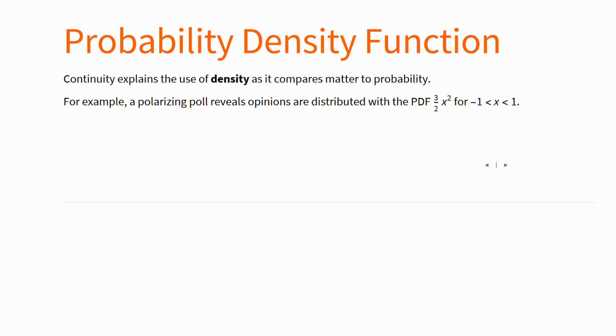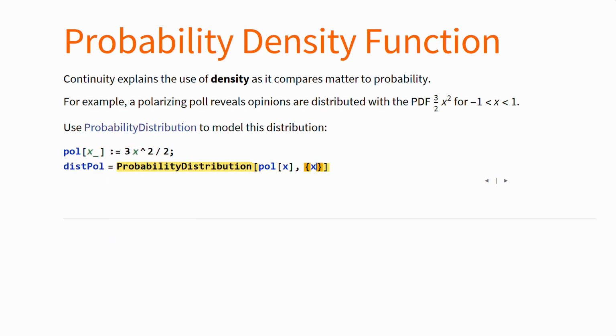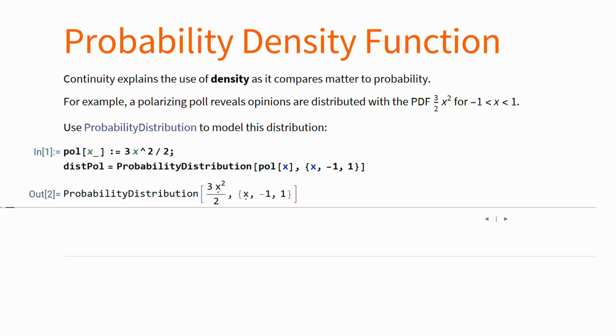For example, consider a polarizing poll with PDF 3x^2/2 for x from -1 to 1. 1 means completely agree, and -1 means completely disagree. Go ahead and write the function, then make it a probability distribution. Notice the range doesn't have an increment because it's continuous.